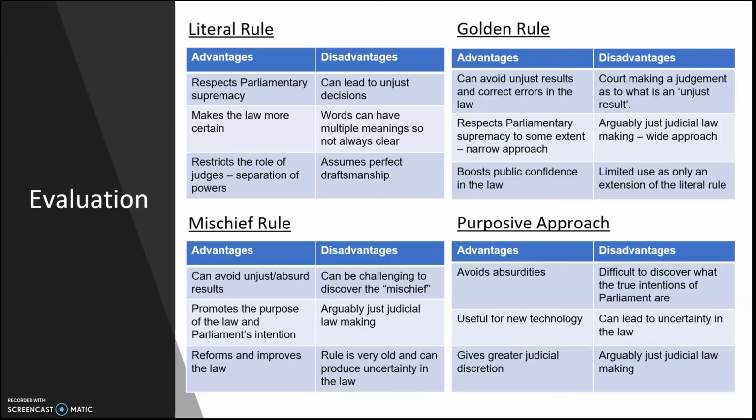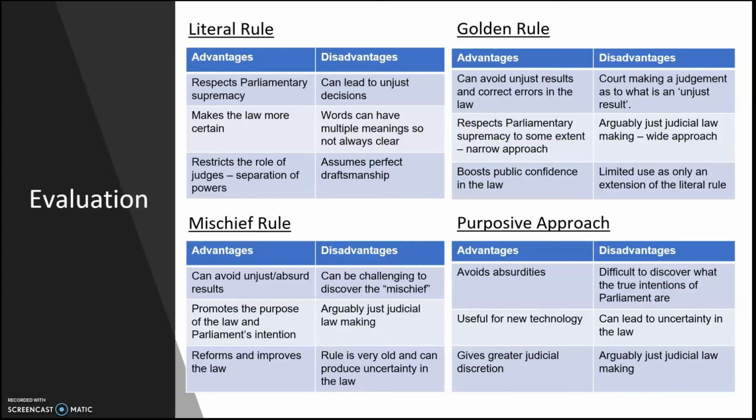But again, it can lead to uncertainty. It's not clear how judges will apply the purposive approach. You don't necessarily know which way they'll go with it. So again, it can be difficult to advise your client as a lawyer. It does give greater judicial discretion. So judges can fix absurd results, as we said, and they can apply the law for a better result, one might argue. But again, that is clearly just judicial lawmaking.